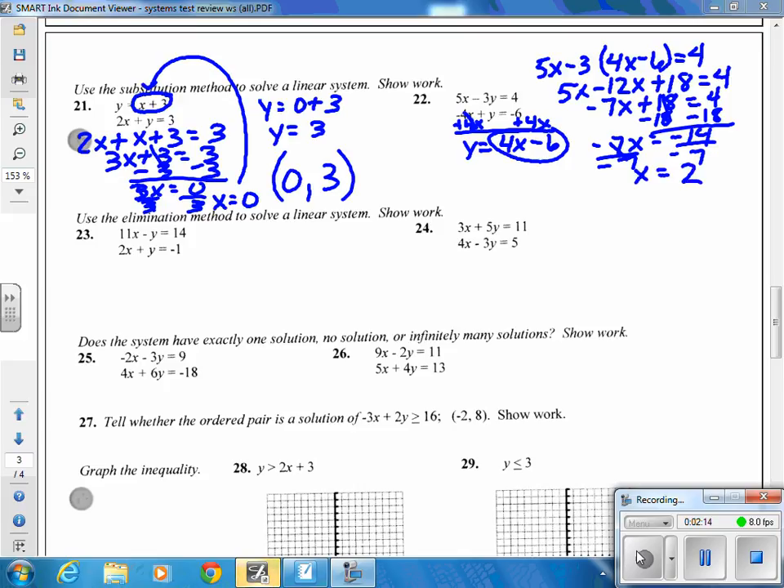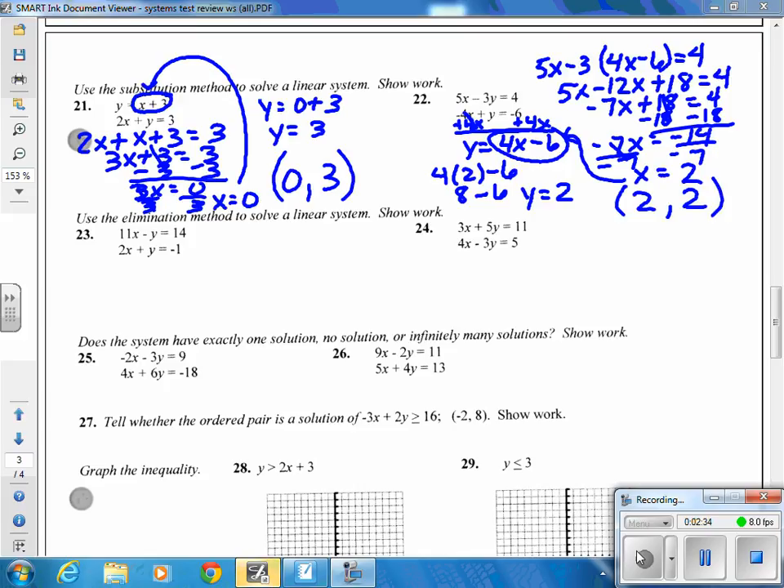Right, so now that you have your 2, you're going to go back into your revised equation, and you're going to stick the 2 in for the x. So this becomes 4 times 2 minus 6, and that's 8 minus 6, so that gives you a y value of 2. So in this system, your ordered pair is 2, 2.